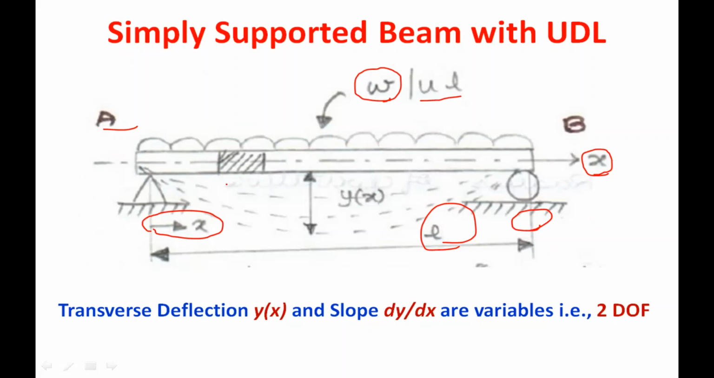When you want to measure the deflection of the beam, it is a transverse deflection here because deflection is happening perpendicular to the axis of the beam like this. When you measure the deflection, we are using the notation y of x. y is the transverse deflection. It is a function of x. So depending upon the position of the point we are selecting, the deflection will vary. So that is why it is called y of x.